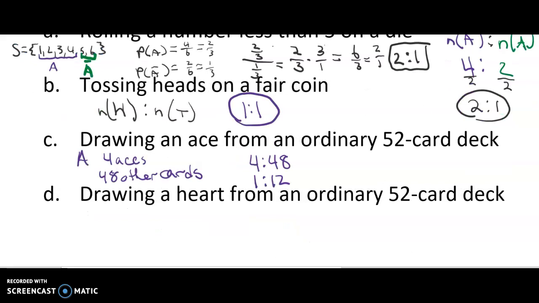Lastly, we want the odds in favor of drawing a heart from an ordinary deck. So we're thinking of how many ways can we get a heart to how many ways we can have not heart. Well, we know that there are 52 cards in a deck, and 13 of them are hearts. So that means that 39 are not hearts. If we divide both sides by 13 here, we're going to get 1 to 3. And that makes sense because there's 4 suits in a deck. One of the suits is hearts, and 3 of them are not.